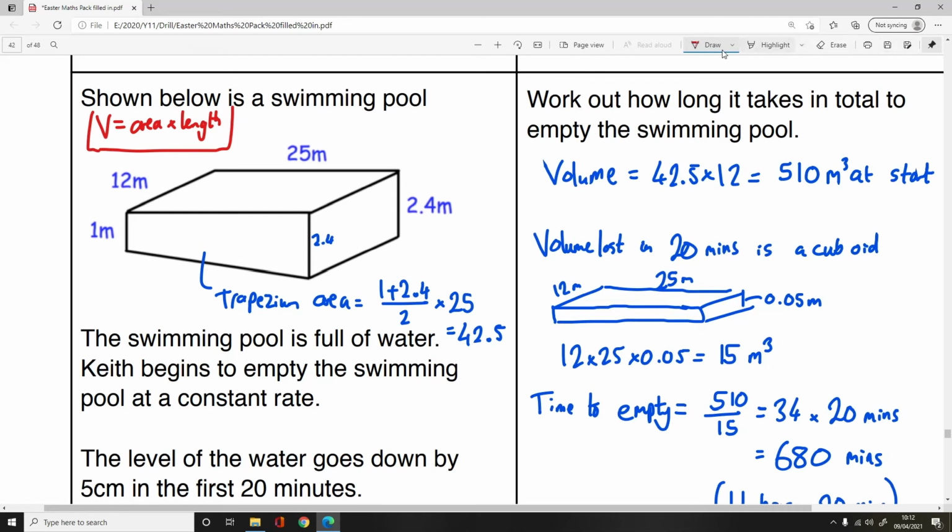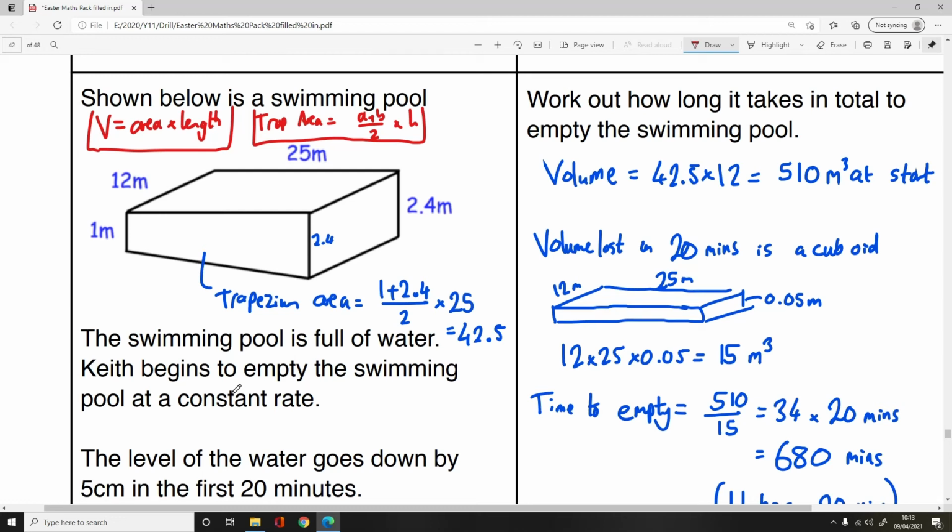So there are two formulas that you basically need to come here knowing. The first one is that volume of a prism is its cross-sectional area times its length. The other thing you need to know is a trapezium area, which is a plus b over 2 times height. If you know those two, which are in theory grade 5 skills, you can answer this question. So what do we have? We have a swimming pool full of water, it empties at a constant rate, goes down 5 centimeters in 20 minutes, how long does it take?